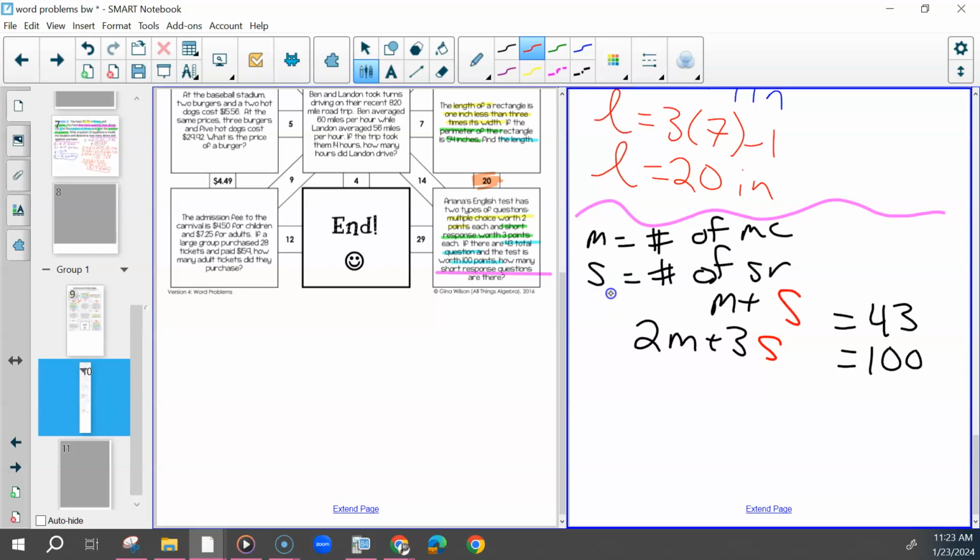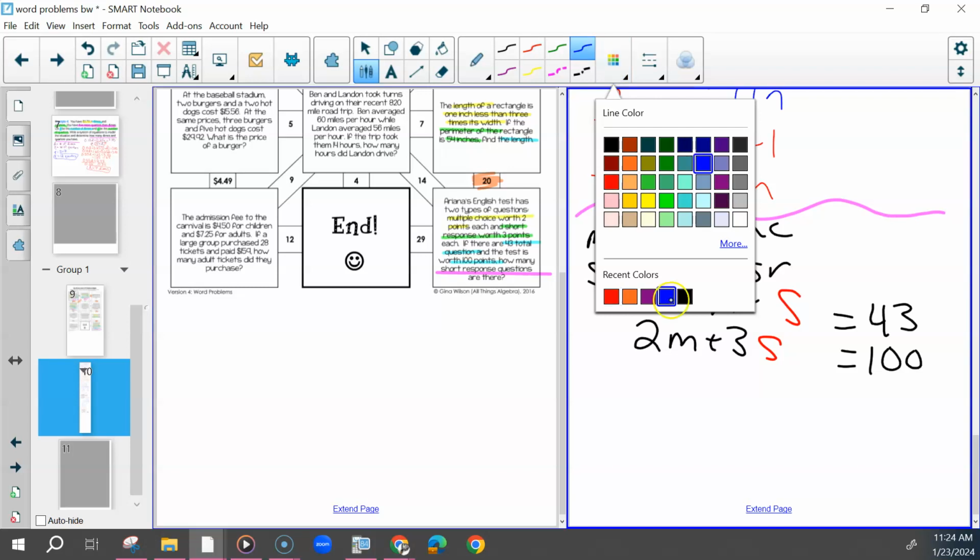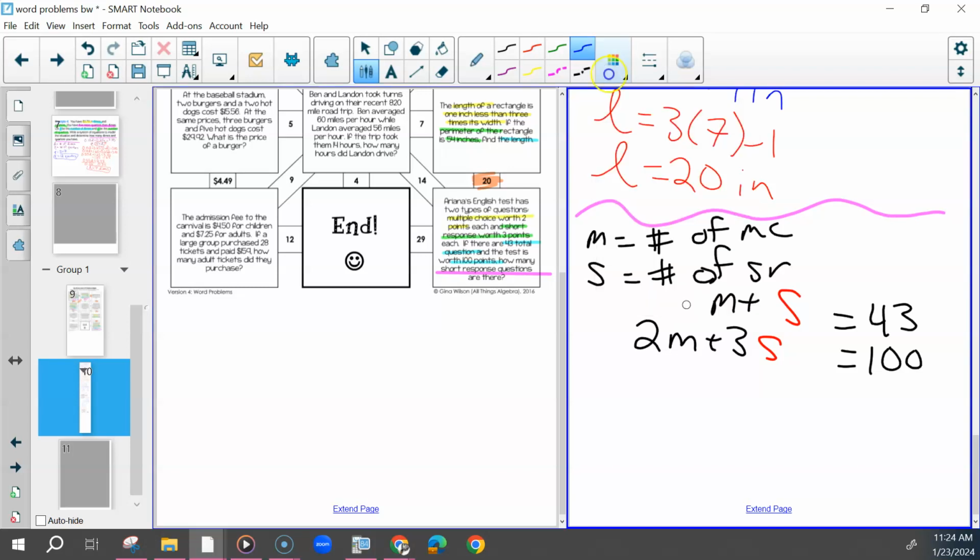Alright, do we want to solve this by substitution? I don't know if we did graphing in here, but if we want to see it by graphing, that's fine. Graphing, substitution or elimination. Substitution. Okay. We are looking for short response. So if we solve this for M and we substitute it back in, then we'll end up with S. So get rid of S.